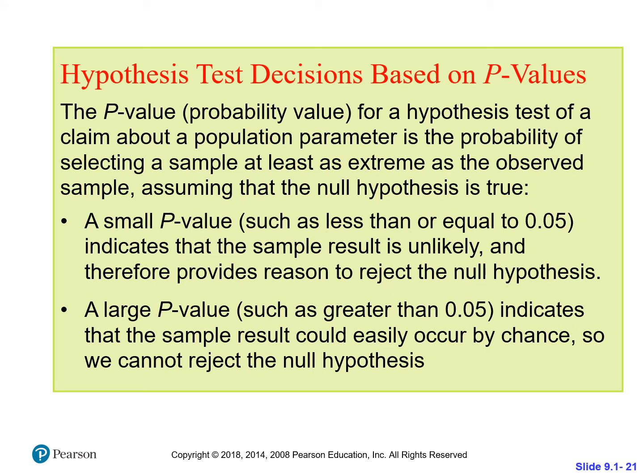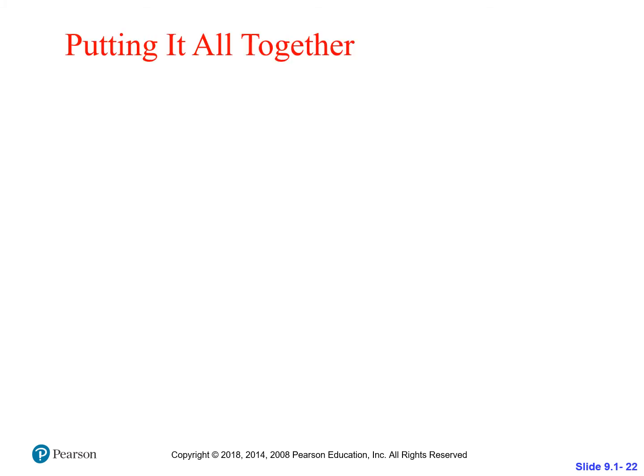A large P-value, in other words bigger than 0.05, indicates the sample result could easily be a coincidence, so we do not have sufficient evidence to reject the null hypothesis.